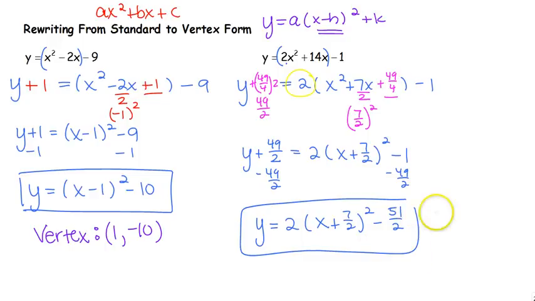And the vertex form allows us to tell that in this case, our vertex is at negative 7 halves and negative 51 halves. So just because it's a fraction doesn't mean anything in your process is going to change. Okay, we are all done for today.